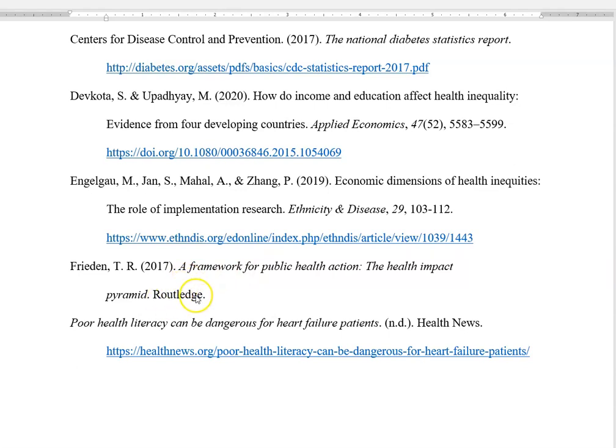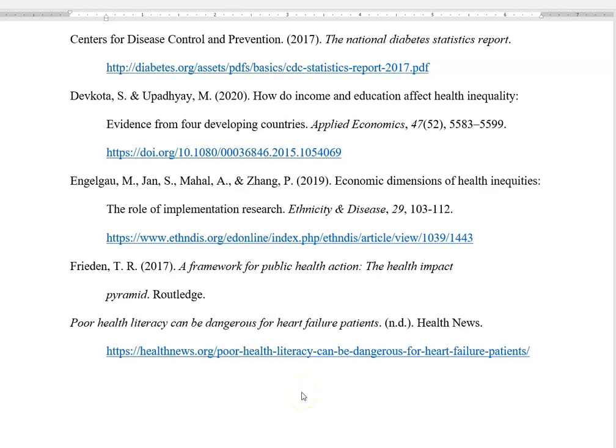And then all you have to have after that is the name of the publishing company. You don't have to give where it was published. You just have to give the name of the publishing company. So this is what a book entry would look like. The last entry on here is a web page, and this one has a couple things that are different with it.